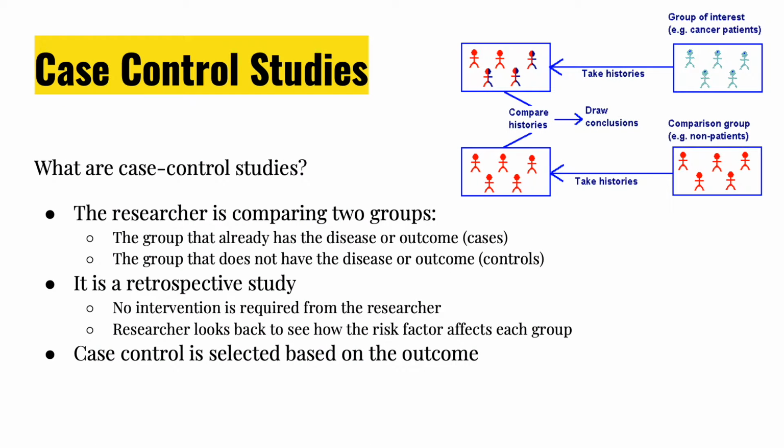Case control studies. What are case control studies? The researcher is comparing two groups, the group that already has the disease or outcome, which are the cases, and the group that does not have the disease or outcome, which are the controls. It is a retrospective study. No intervention is required from the researcher. The researcher looks back to see how the risk factor affects each group. Case control is selected based on the outcome.